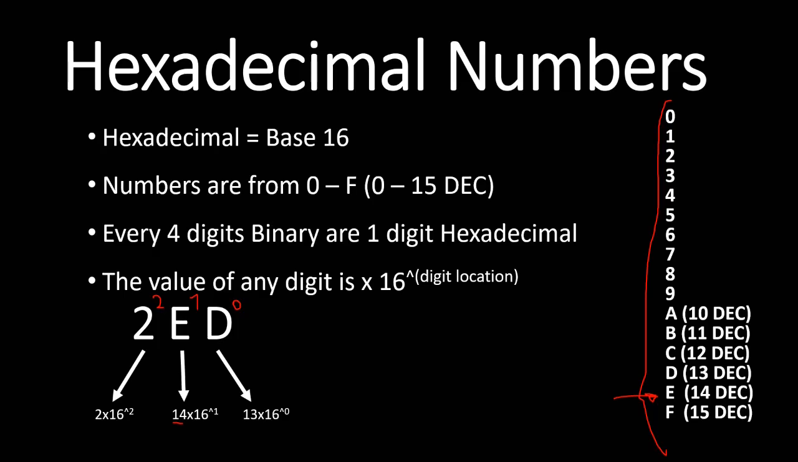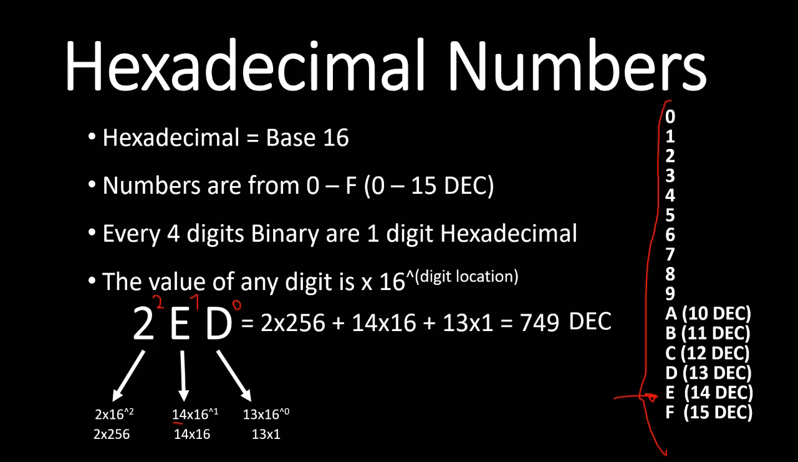If we did the calculation in decimal, we know that 16 to the power of 2 is 256, 16 to the power of 1 is 16, and 16 to the power of 0 is 1. Actually, any number to the power of 0 equals 1. And if we did the calculation to find the decimal equivalent of this hexadecimal number, we need to multiply 2 by 256 and 14 by 16 and 13 by 1 to get this number, which is 749 decimal. So 2ED hexadecimal equals 749 decimal.